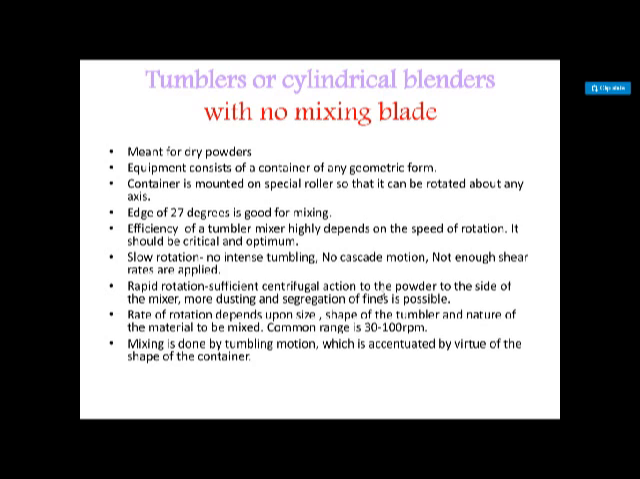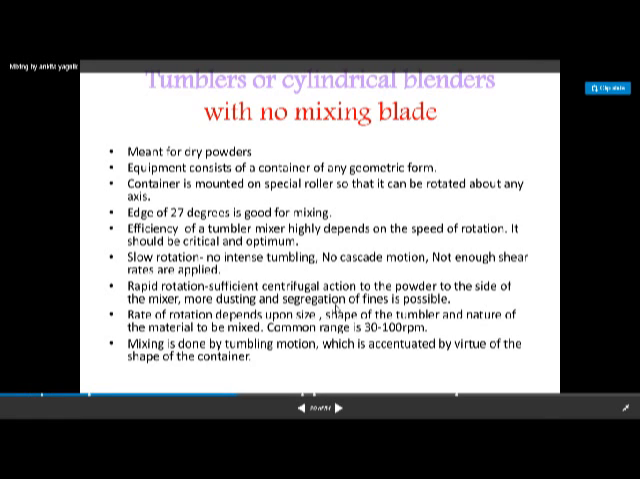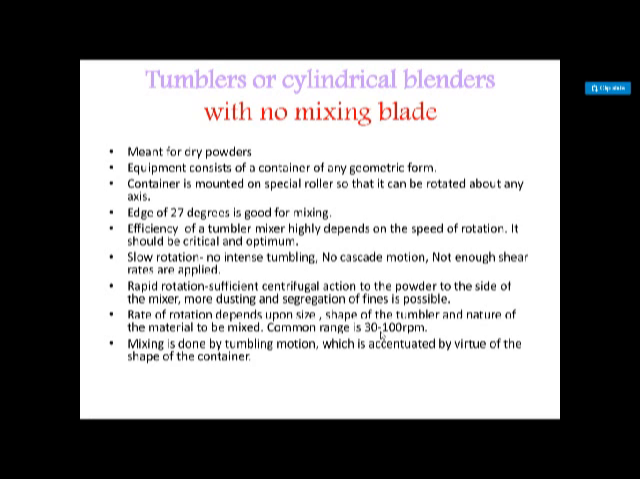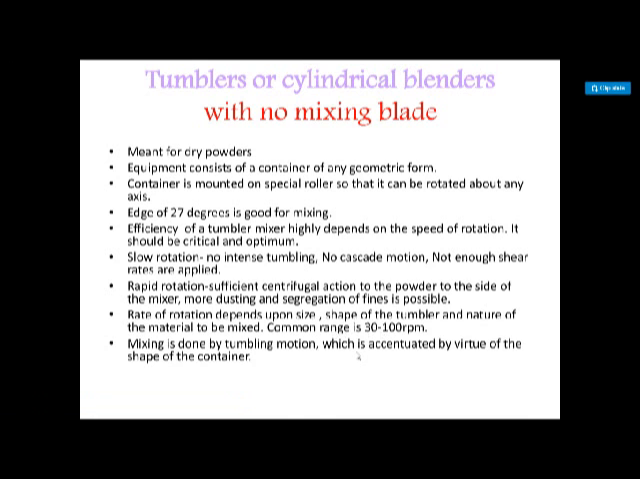Then the rate of rotation depends on the size and shape of the tumbler and the nature of the material which we have to mix. The common range should be 30 to 100 rpm. This is the critical speed of rotation. And mixing is done by the tumbling action, which is accentuated by virtue of the shape of the container.